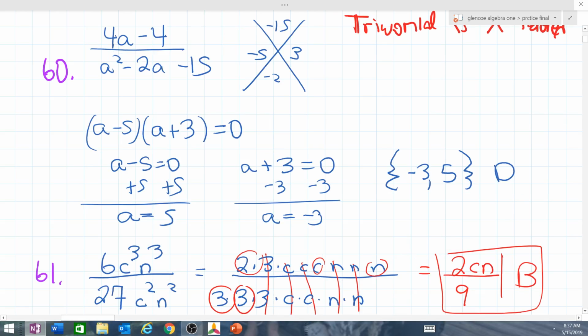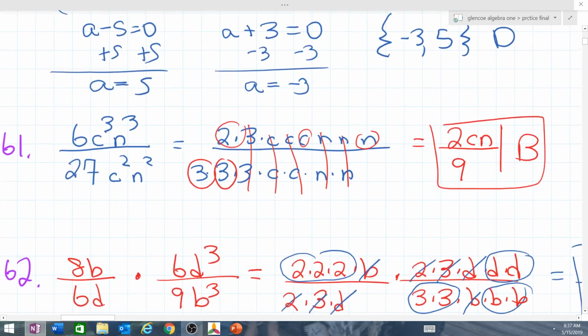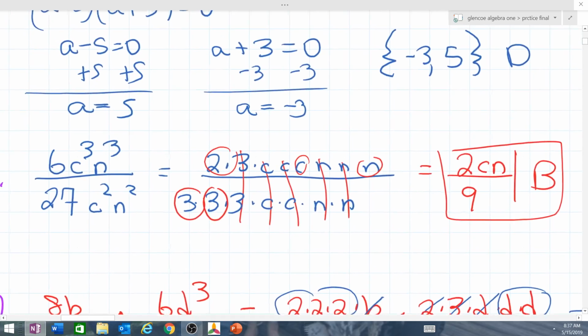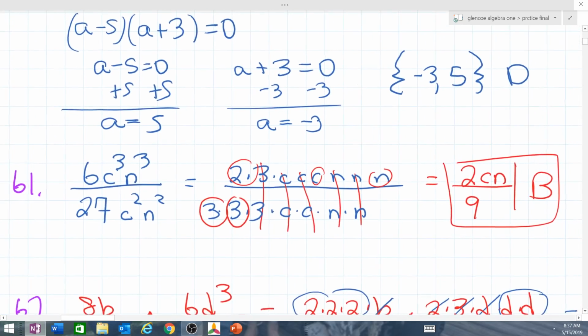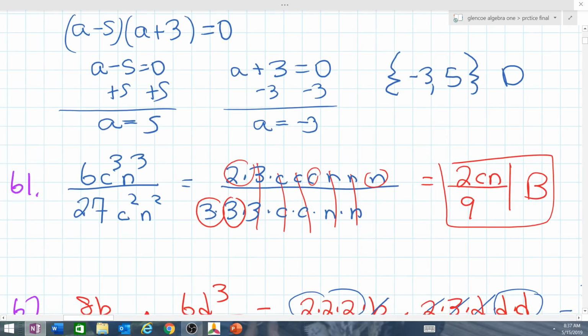Does anyone have a question on number 60? Okay, 61. Simplify each expression. 6c cubed n cubed over 27c squared n squared.